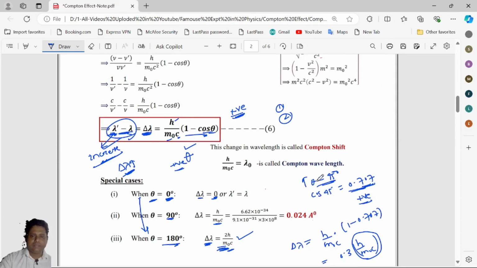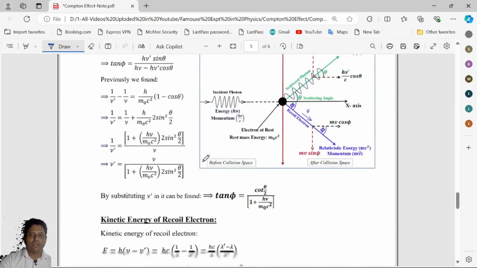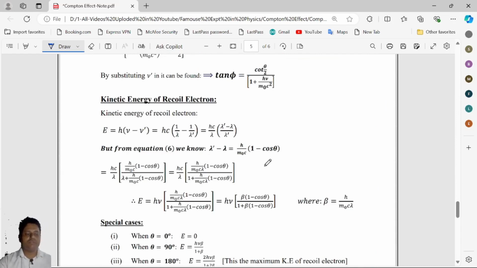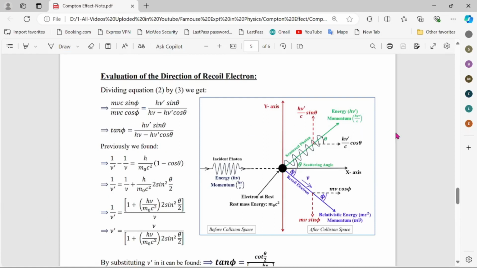Okay, but in this particular class we are going to discuss evaluation of the direction of recoil electron and kinetic energy of recoil electron. So let's start. This is part 2 of your Compton effect explanation. In our last class we already derived the mathematical expression of Compton effect up to equation number 6.